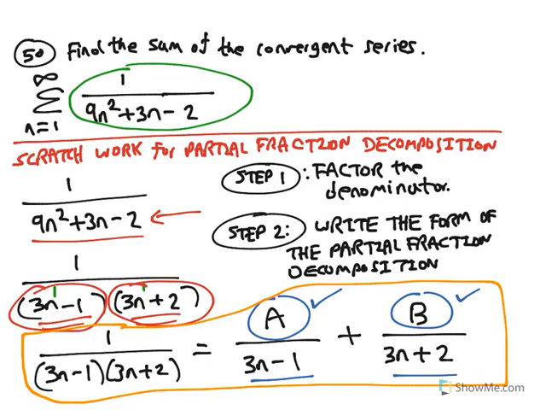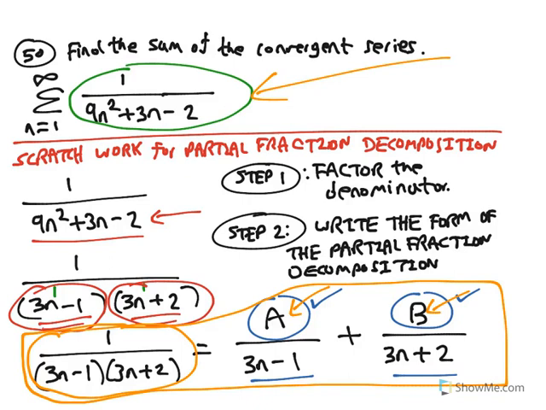Because we're just trying to rewrite 1 over 9n squared plus 3n minus 2. We're just trying to rewrite that in an algebraically equivalent form. So we want the right side to be identical to the left side. We want the two expressions to be identical. So we want the expressions to be equivalent. So we've got to find the values of A and B that will make that so.